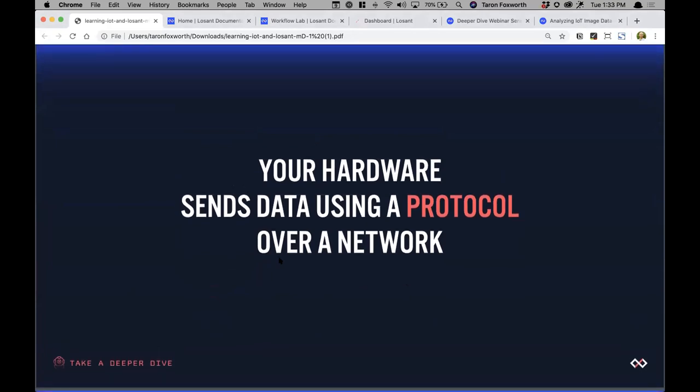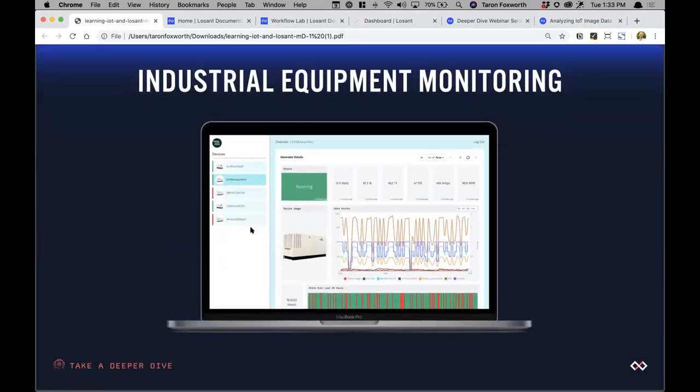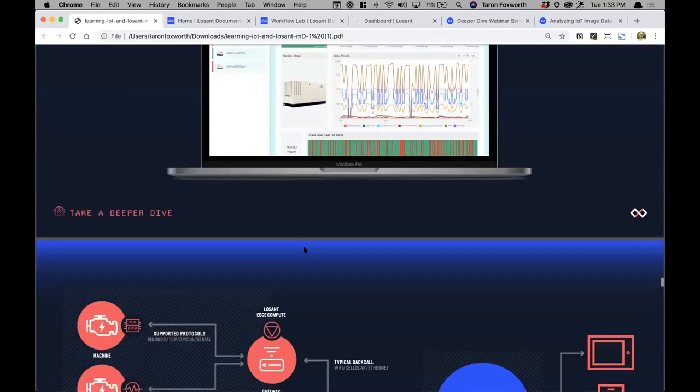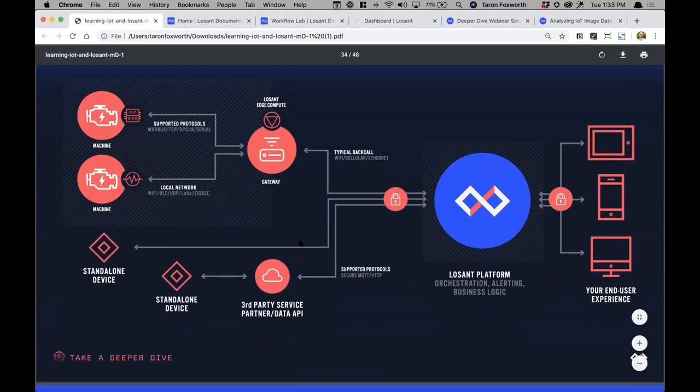Now, protocols. To help me explain protocols, what I want to do is talk a little bit about the industrial equipment monitoring example, mostly because that used Edge. In that example, there was a generator, and that generator, let's say, had a Modbus PLC, and that PLC was communicating with the Losant Edge agent and talking back to the cloud. When we look at this map and we look at the protocols, every arrow that you see here, these three arrows in this diagram, represents MQTT or HTTP.